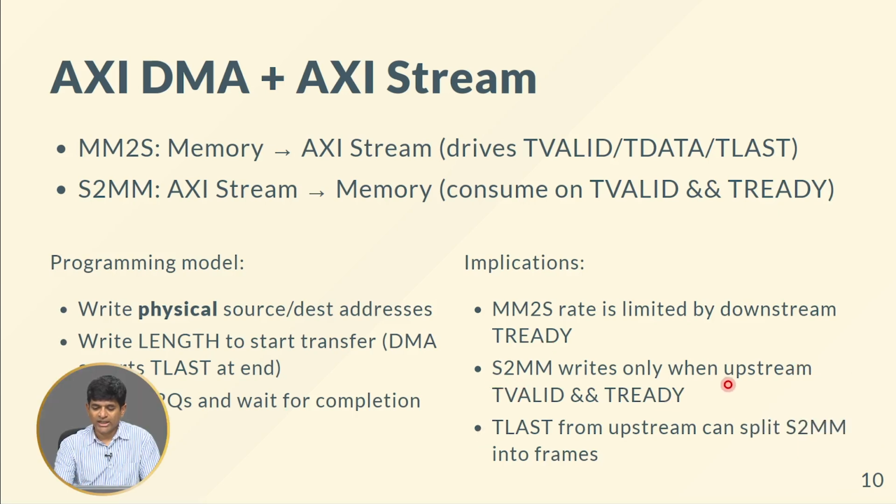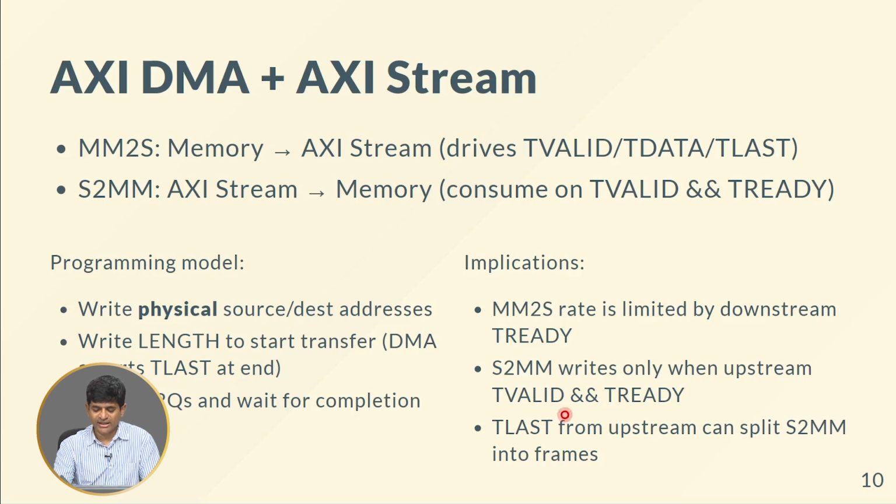S2MM writes only when upstream T valid and T ready. Now what that means is you could have the opposite problem, which is that your peripheral, the stream that you are reading from, is sending data too fast. You want to push back pressure on it and tell it to slow down. You can do that because you now have a T ready which is in your control through the DMA module, and it can always synchronize and make sure that all the data gets into main memory without being lost.